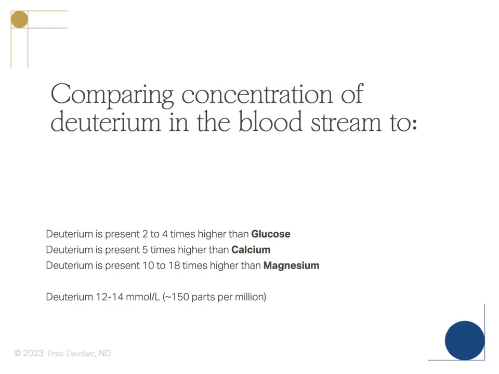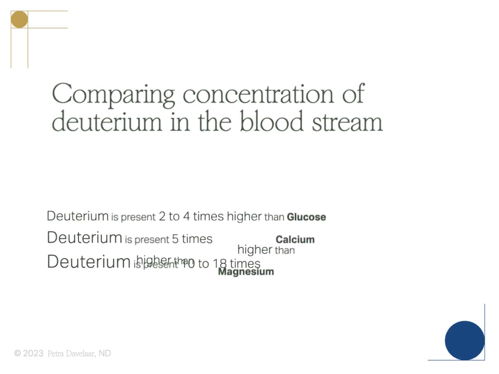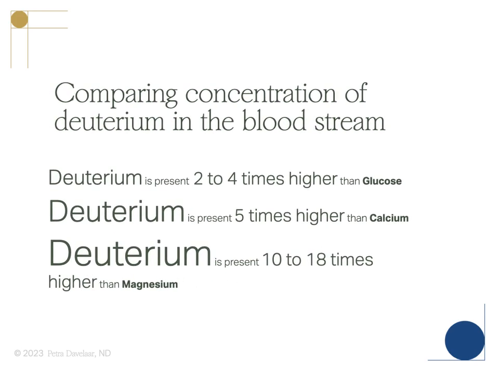To provide context for the significance of this isotope ratio, the concentration of deuterium in our body is 2 to 4 times higher than the normal amount of circulating blood glucose. Deuterium is present 5 times higher than calcium and 10 to 18 times that of magnesium. When the concentration increases to levels above a relatively stable equilibrium, exceeding our physiological and biochemical capacity for deuterium, submolecular dysregulation is the result. Depletion can reverse dysregulation, as has been demonstrated in the research.